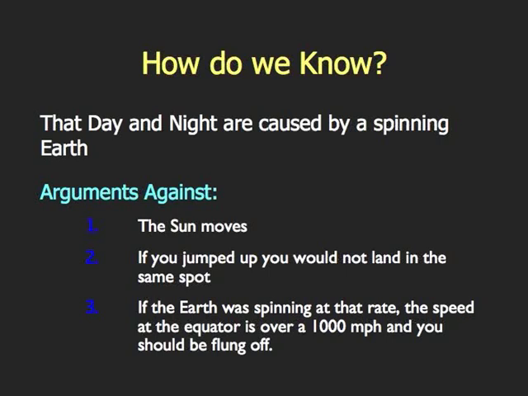And thirdly, if the Earth's spinning at the rate they're talking about, it's 25,000 miles around the equator. I think we're nearly on the equator here in Singapore. That's over 1,000 miles an hour. Surely we'd be flung off." What would you say to your doubting Thomas?